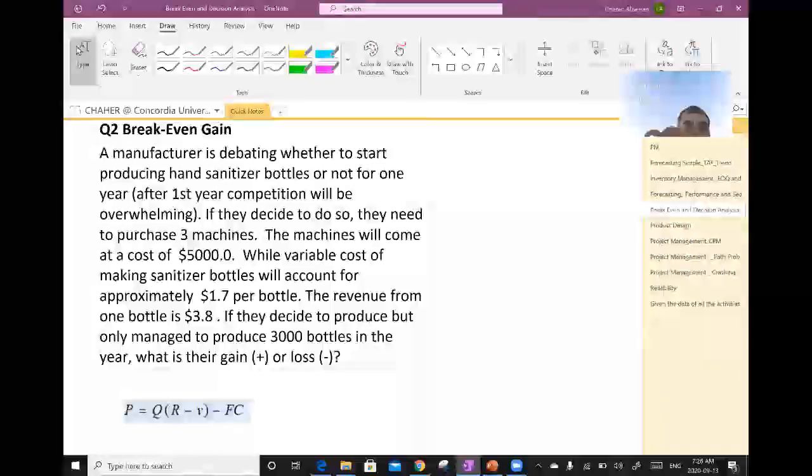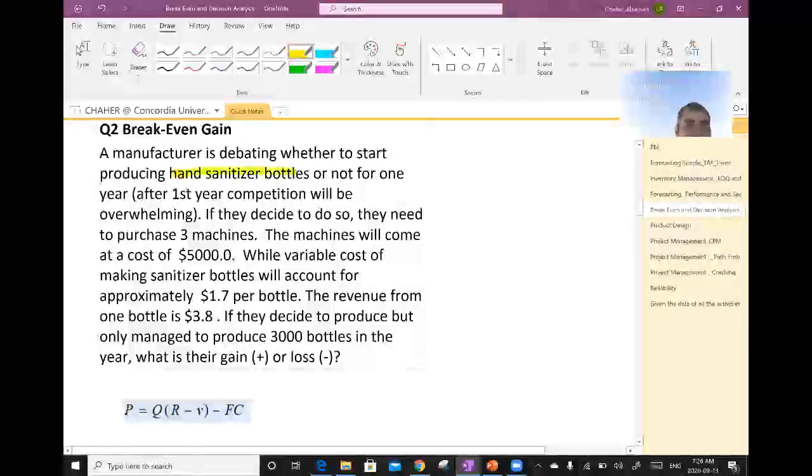So in this question, same type of question. We're also looking at hand sanitizer, 1 year. They want to be in for 1 year only. If they decide they need to purchase 3 machines, now the cost is different for the machines, 5,000. The variable cost for the hand sanitizer also has changed, 1.7. And the revenue from the bottles is 3.8. Now, if they decide to produce but only manage to produce 3,000 bottles, what is their gain or loss?